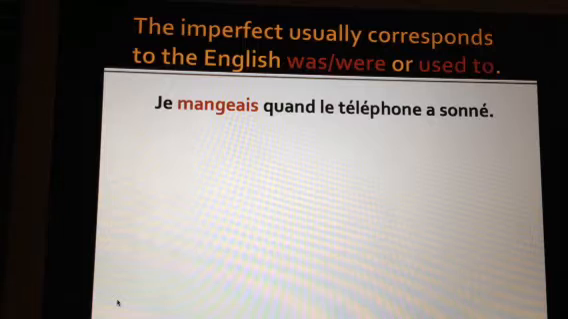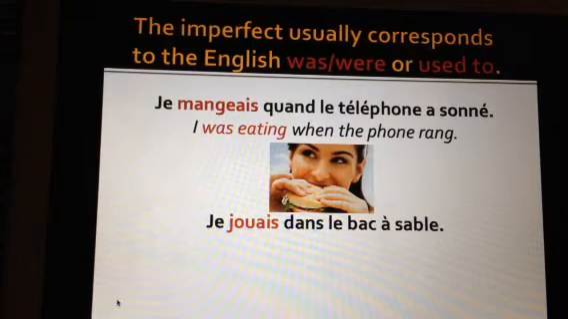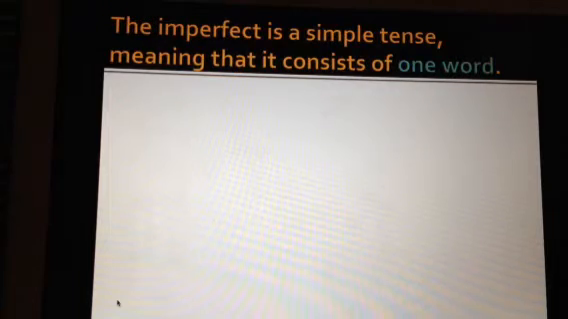You don't have to write these down, but here are some other examples. Je mangeais quand le téléphone a sonné. I was eating when the phone rang. So that's an example of a was or were situation. Or, je jouais dans le bac à sable. I used to play in the sandbox. So that's an example of a used to case for the imperfect.